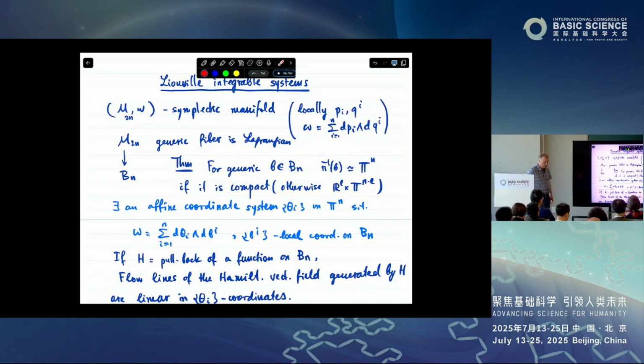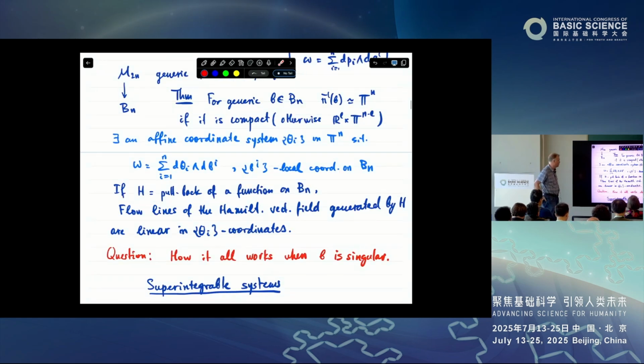There will be some singular fibers, and the Arnold-Liouville theorem says that for a generic point on the base, the pre-image is isomorphic to a torus, if this pre-image is compact. If it's not compact, then it's the product of a torus and a plane. And on this torus, there is an affine coordinate system in which the symplectic form is d theta db, where b is a local coordinate system on the base.